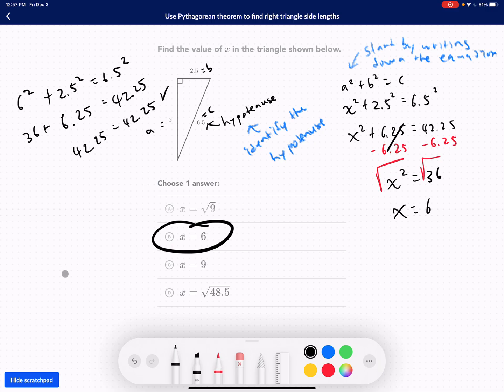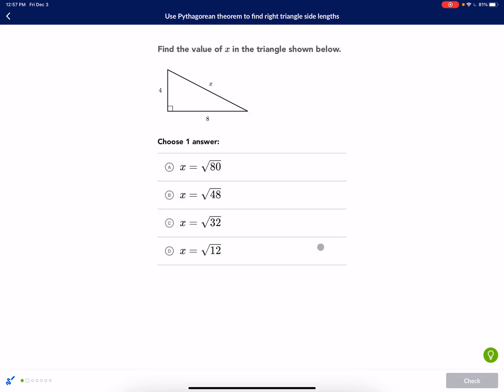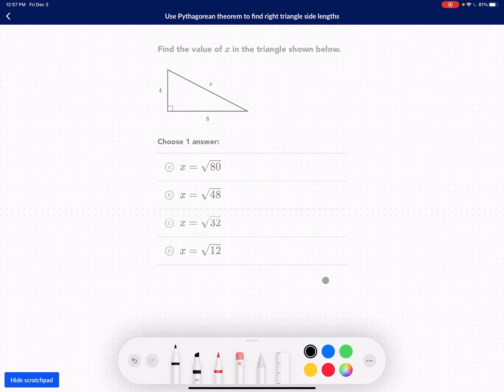Okay, all right, let's try another one. So the answer is B. All right, I like the sound of that bell.